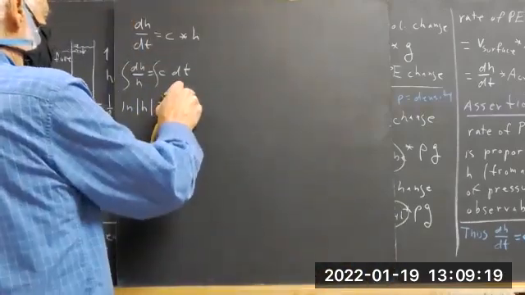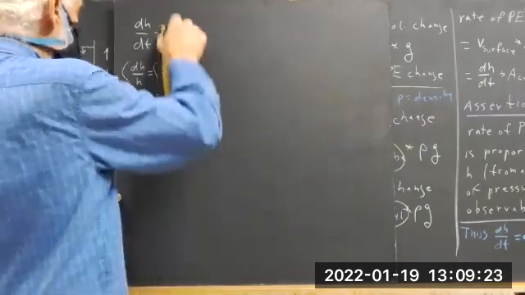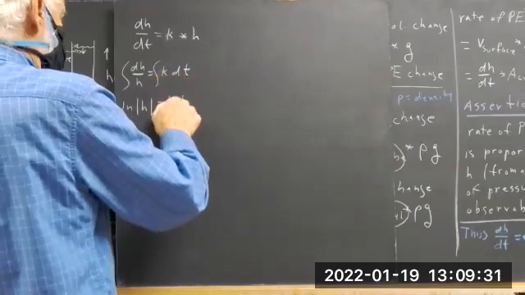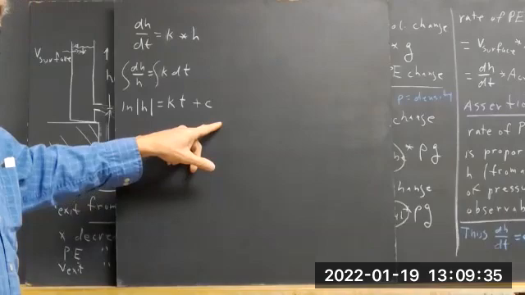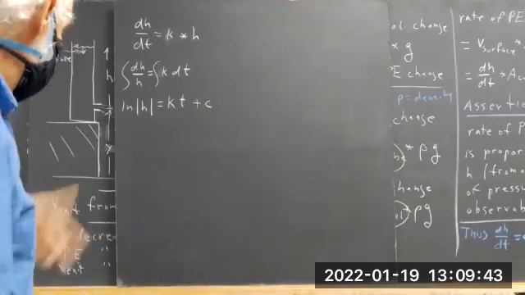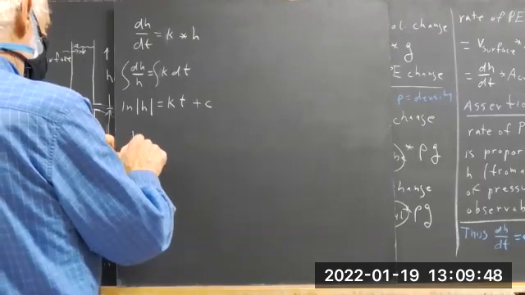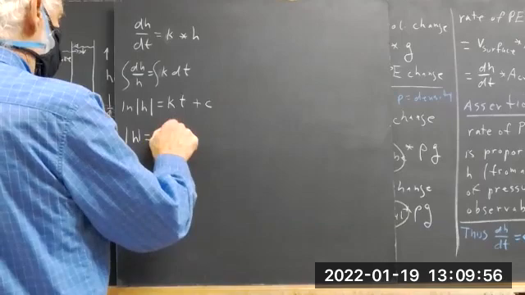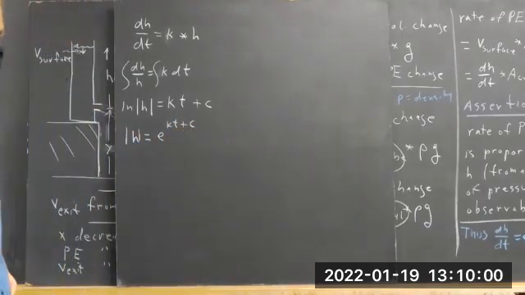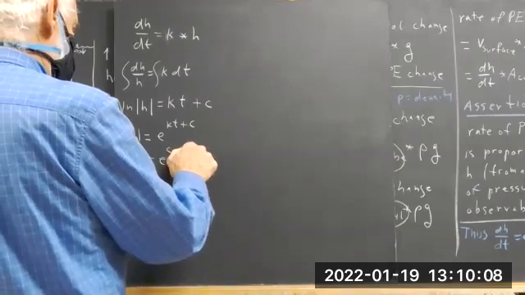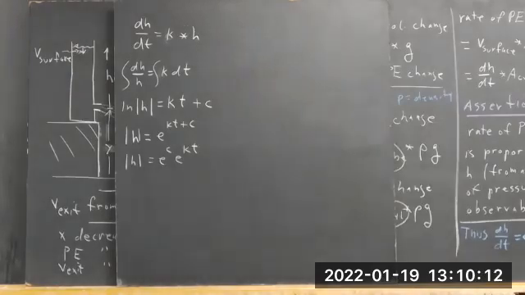We would not normally use A for this constant because we kind of associate that with some harmonic motion. But the name of the constant doesn't really matter, so I'm going to call it k. And then plus an integration constant. There's an integration constant on this side too, but it could be subtracted from the one you get on this side and you still have a constant. So that's okay. So the absolute value of H equals e to the kt plus c, so it's e to the c and e to the kt.